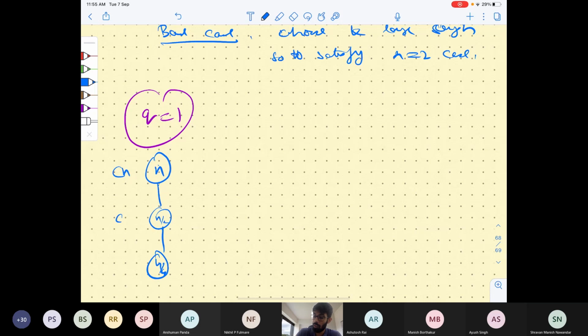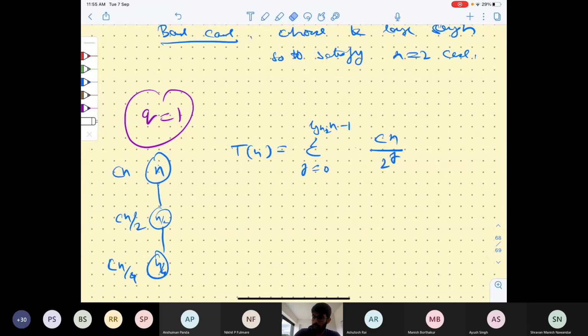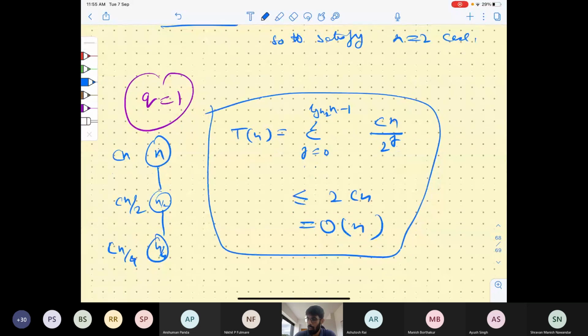And we take cn time at every level. So here we take cn over 2, here we take cn over 4. So the recurrence is going to be very simple. T(n) is equal to the summation j equal to 0 to log n of cn over 2 to the j on that level, and this will turn out to be less than or equal to 2cn. So I just did it the unrolling way, and this is easy.